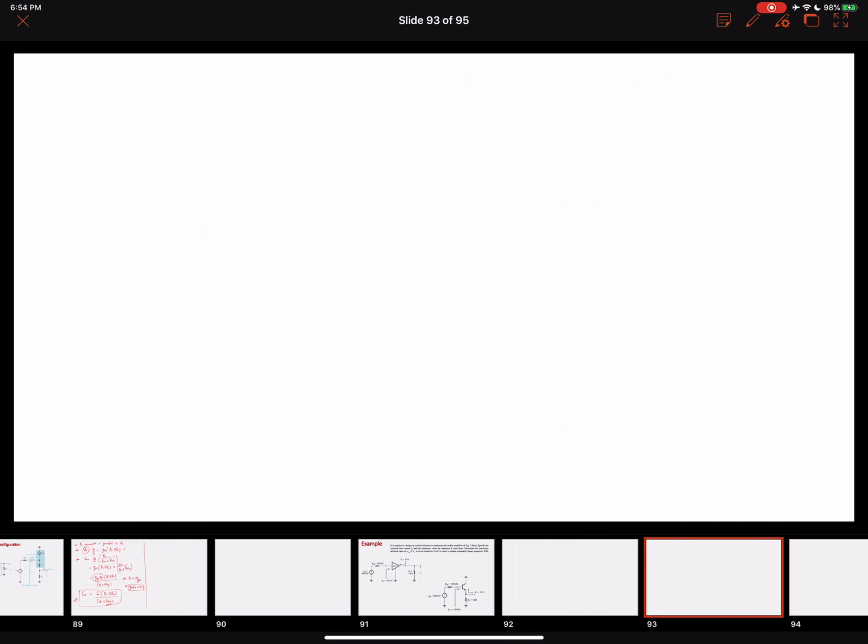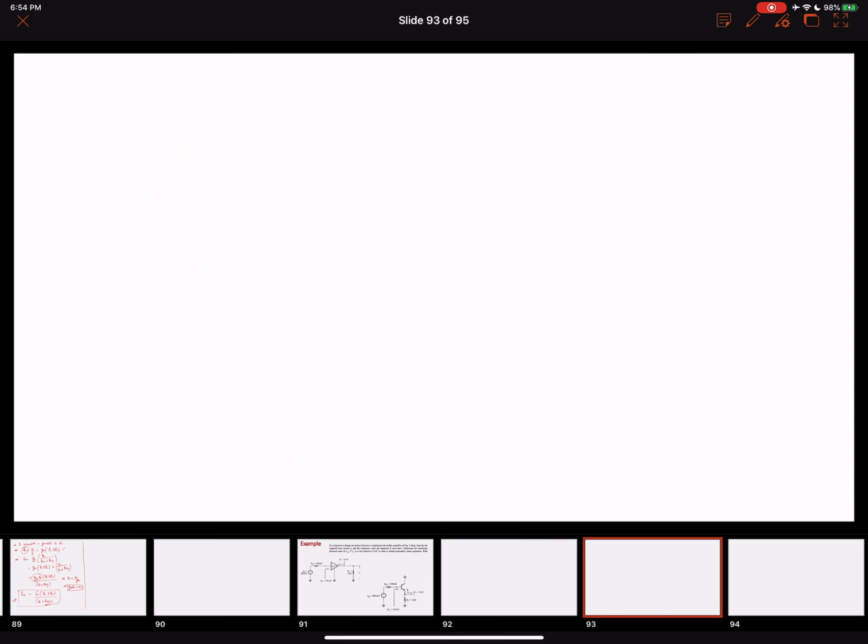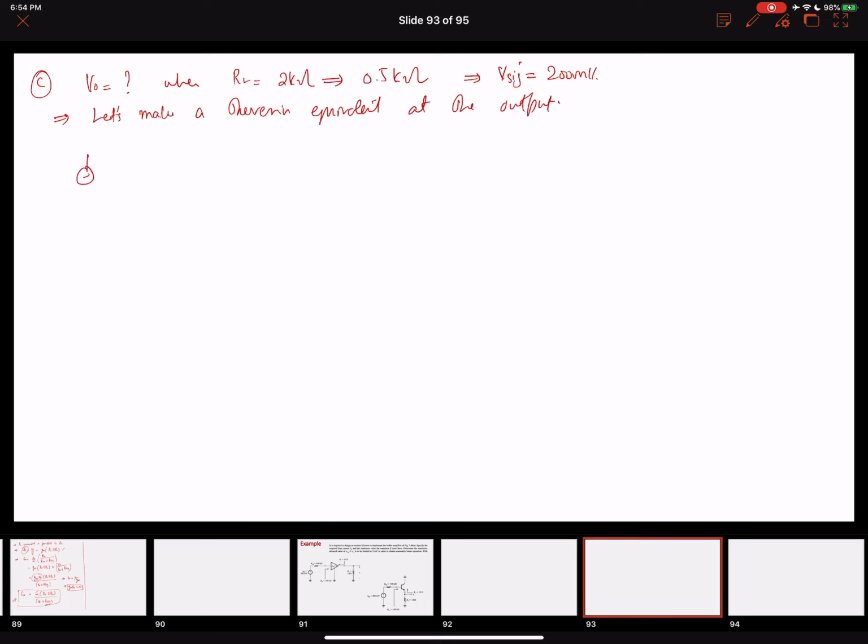In order to do this, the first thing we want to do is simplify the circuit and find the Thevenin equivalent of the circuit. What we are interested in for part C is the value of V naught when the load resistance is changed from 2 kilo ohms to 0.5 kilo ohms and our V signal equals 200 millivolts. Okay, so let's make a Thevenin equivalent at the output.